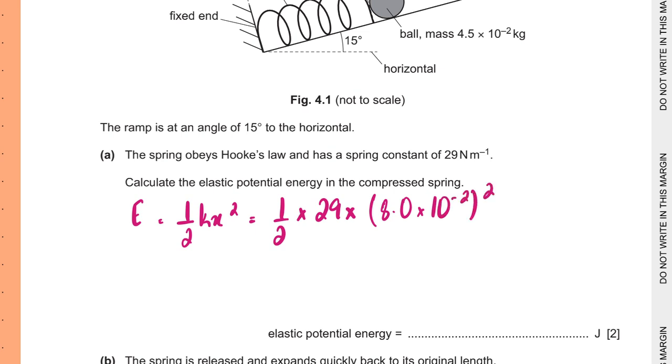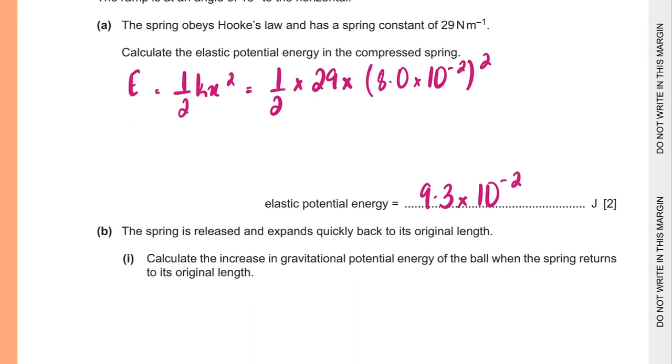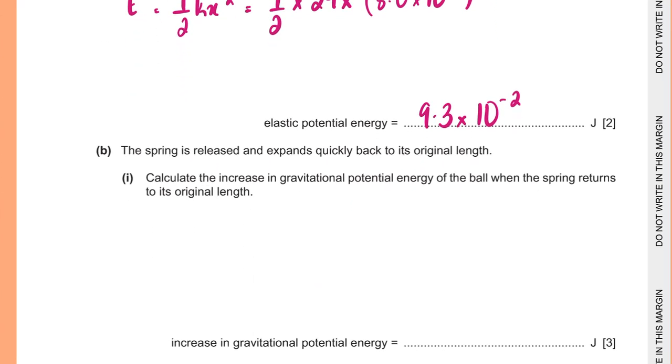So this turns out to be 9.3 into 10 to the negative 2 joules. Next, the spring is released and expands quickly back to its original length. Calculate the increase in GPE of the ball when the spring returns to its original length. Okay, so it's not really related to this part, because if it were, then the question would be something like, find the height that it gains, given that all of this turns into this. But this is not what it's about.